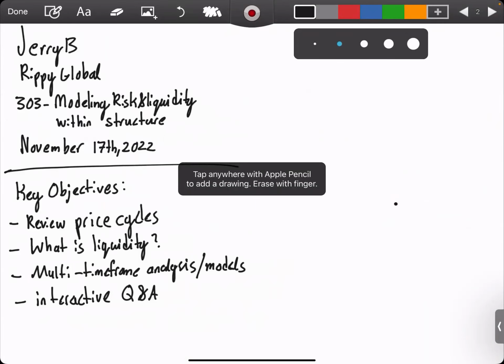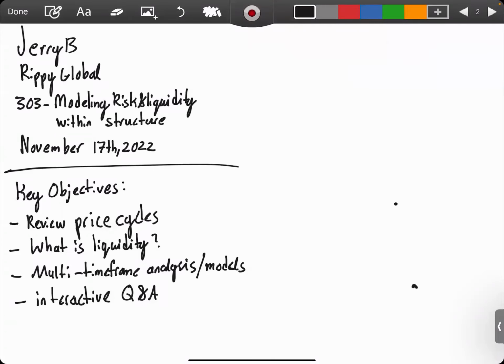So for class 3, today's key objectives are going to be reviewing price cycles. We're going to talk a little bit more in depth about liquidity, what that looks like within the charts. We'll be doing some multi-time frame analysis and models in real time. And then I'll save some time for the end of the session to answer any questions that you all may have with regards to anything from classes 1, 2, or 3. So without further ado, let's talk about those price cycles.